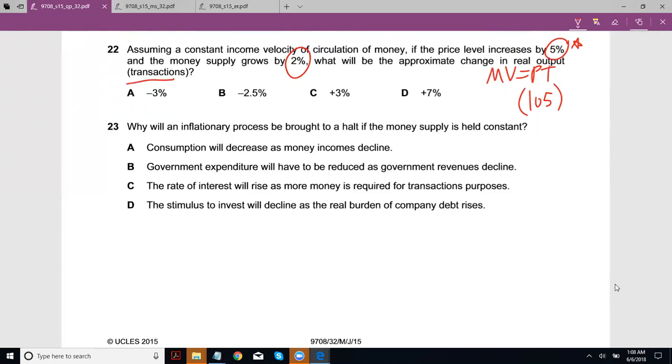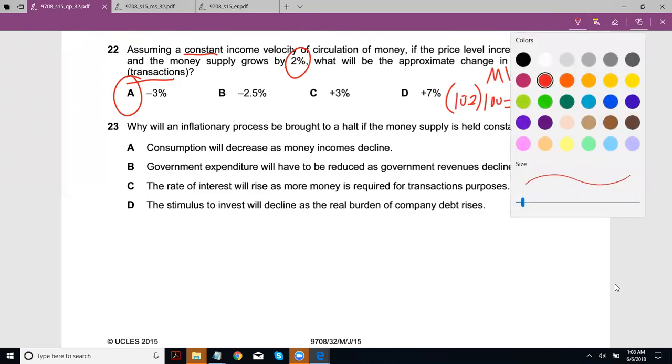If transactions, well, we don't know about transactions, we leave that. If velocity was initially 100 and it has to be constant, it would still remain 100 as its base value. If the money supply was initially 100, it would now be 102. Then you quickly plop that into your calculator to get the value of transactions. And that's coming approximately 97, which means if transactions was initially 100, as all values we took were initially 100, now it is 97. So it's gone down by 3%, which would mean your value is A.